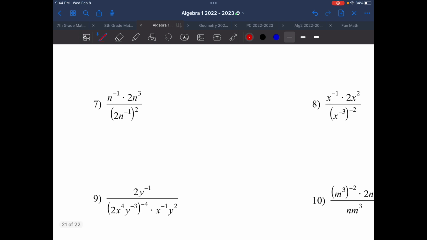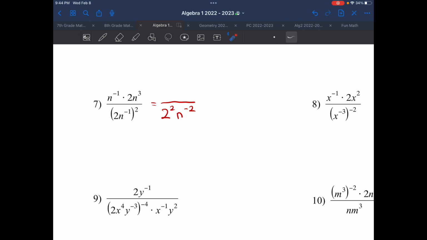In number 7, I'm drawn to parentheses. There's nothing on the inside of the parentheses that I can simplify, so that's going to mean I'm going to distribute the 2 into both the n and the 2, meaning that the numerator is going to stay the same. Let's deal with the numerator in a sec. We can simplify that a little bit. But in the denominator, I have 2 squared and n to the power of what? Well, I have a power to a power, so I'm going to be multiplying. Negative 1 times 2 is a negative 2.